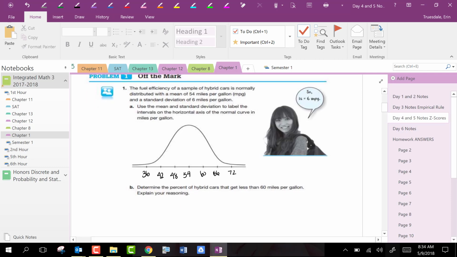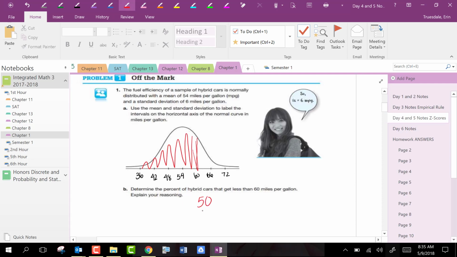Determine the percent of hybrid cars that gets less than 60 miles per gallon. Okay, so here is your 60, and I want less than it. How do you think I want to go about doing that? Yes? Okay, so we got the 50 from the mean lower and then plus the 34% between 54 and 60. So you're right, that would be 84%. Questions on that one?